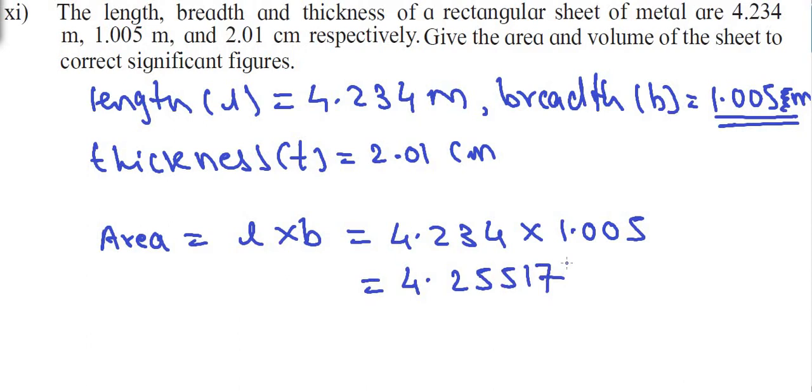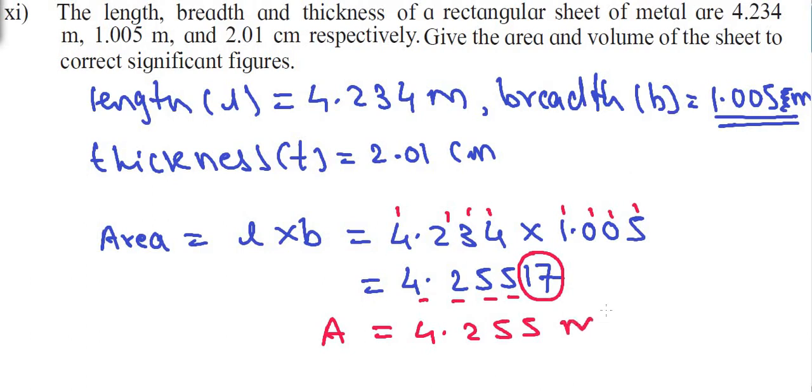That is equal to 4.25517. Now in length and breadth there are 4 significant figures. You can count them. So the number of significant figures are 1, 2, 3, 4. So in the final answer also we'll keep 4 significant figures. Let us neglect 1 and 7. No need to round off 5 because 1 is less than 5. And so finally we get area is equal to 4.255 meter square.